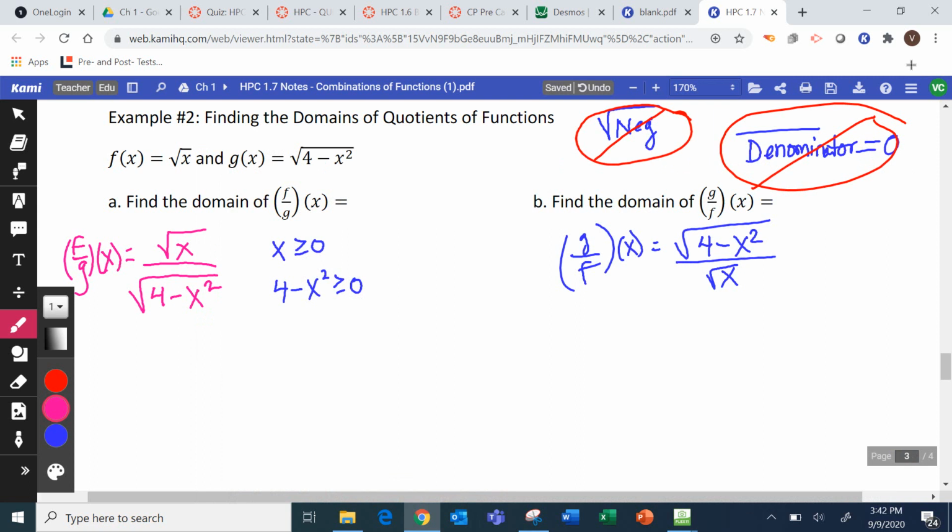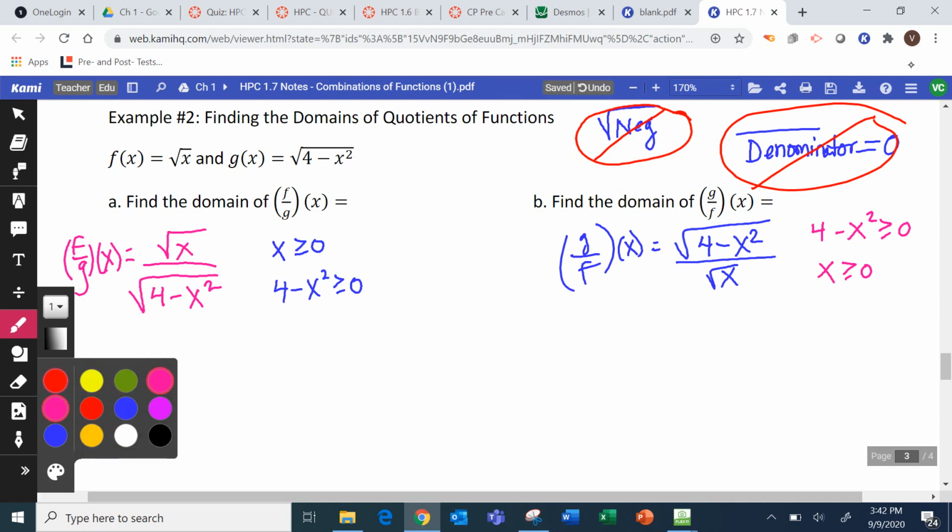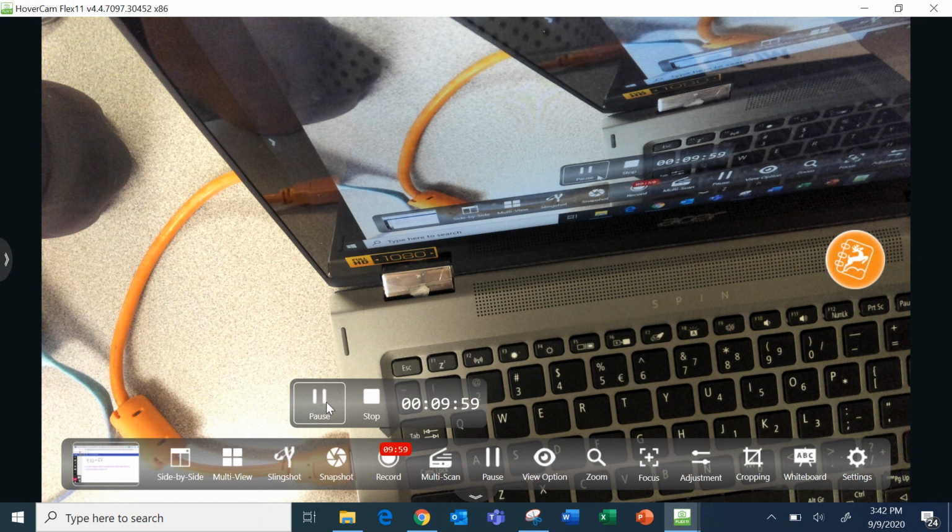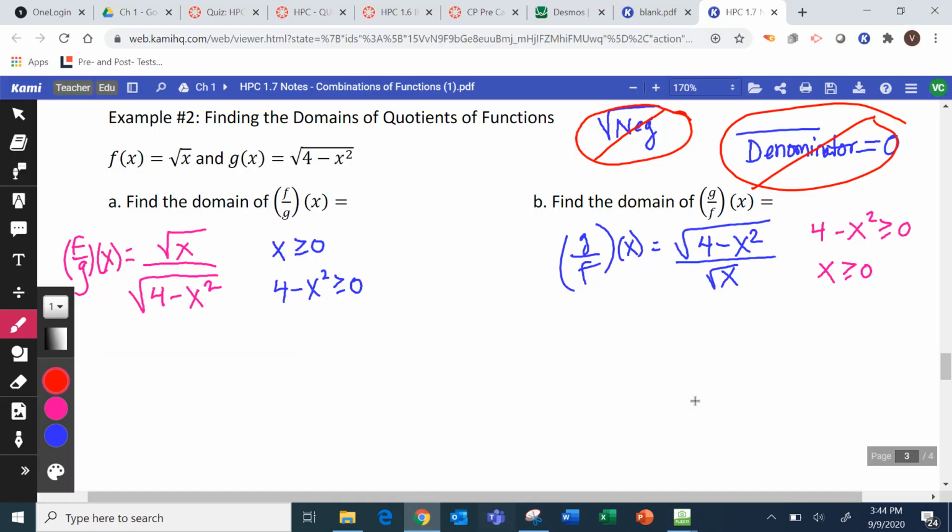Right, so for this one over here, x is greater than or equal to 0, and on top 4 minus x squared has to be greater than or equal to 0. So that's talking about the square root portion of it. There is also... okay, where was I? We just talked about the radical portion of it, the square root portion of it.